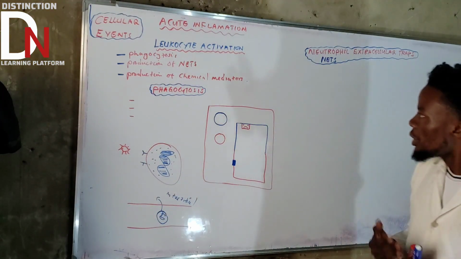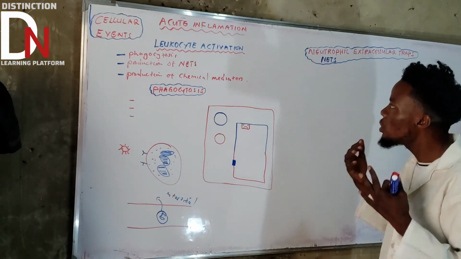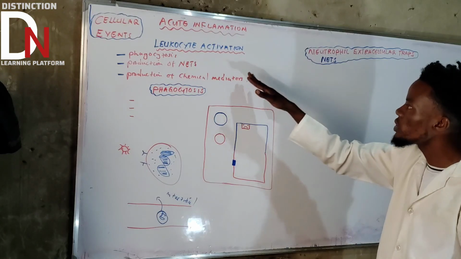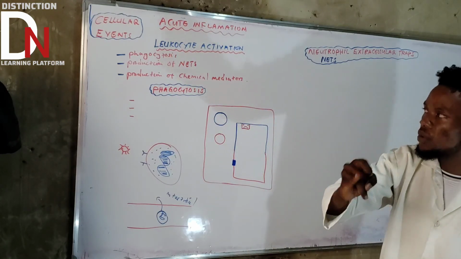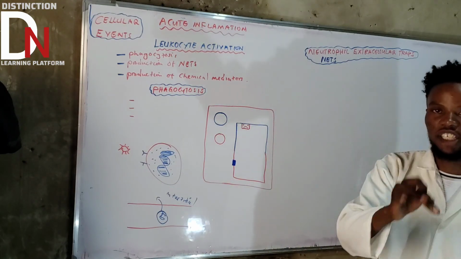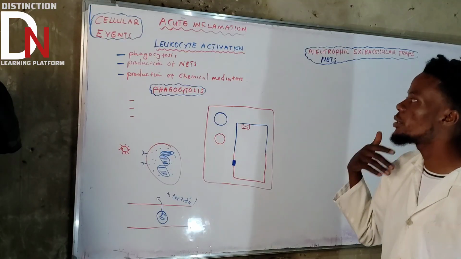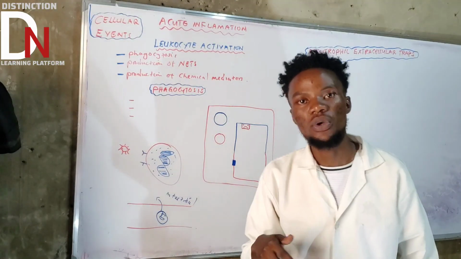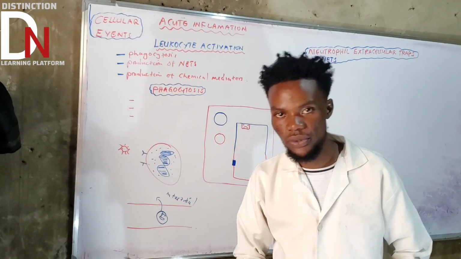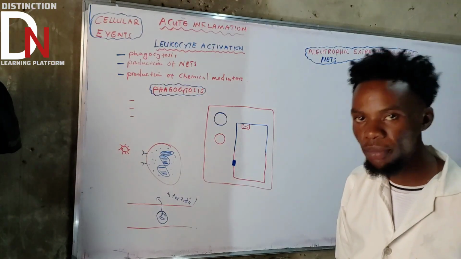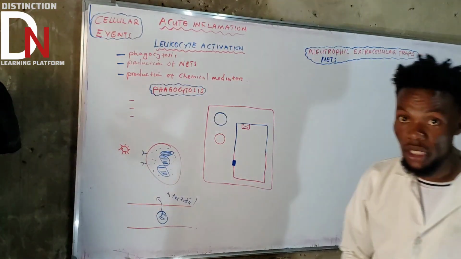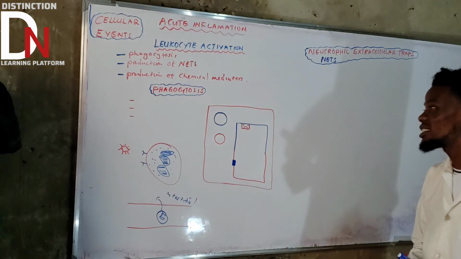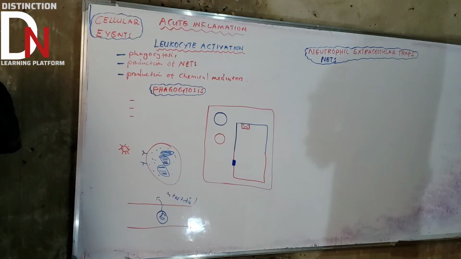Now, since we've understood the three important aspects under leukocyte activation, the first one is phagocytosis, the second one is production of NETs, and the other one is production of chemical mediators, which we'll talk about in detail. These are chemical mediators that come from plasma, and also chemical mediators that come from the cells themselves. Now, let's start with phagocytosis.